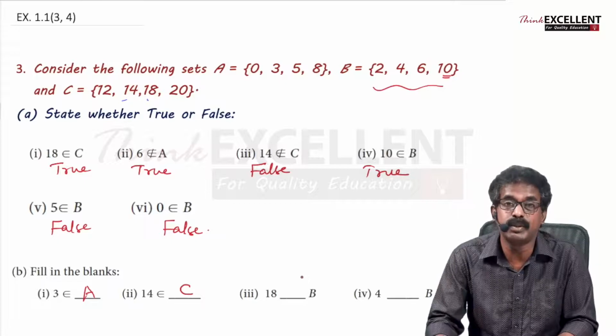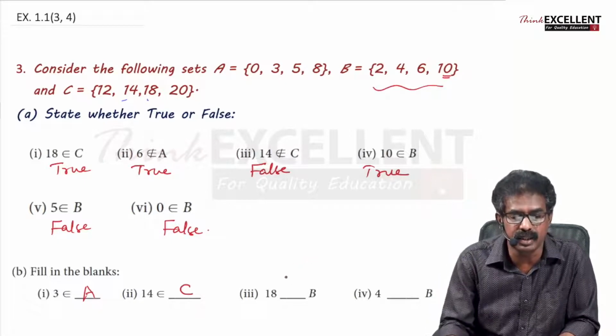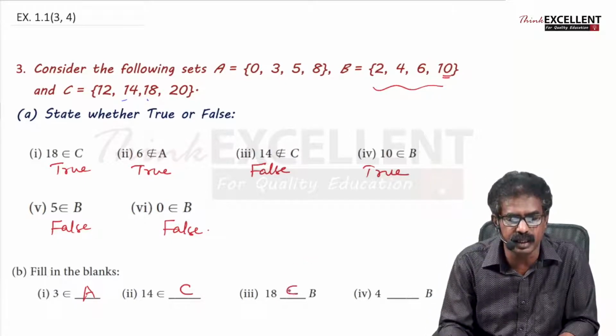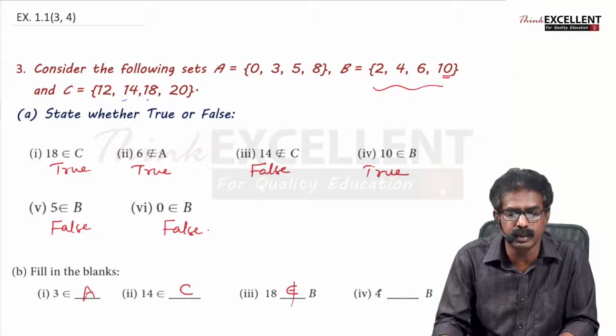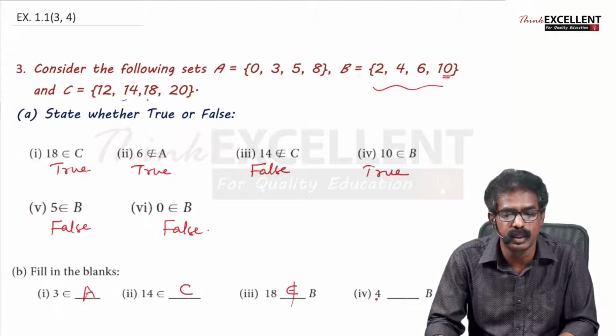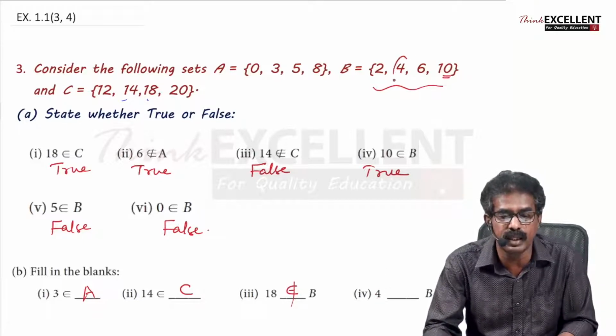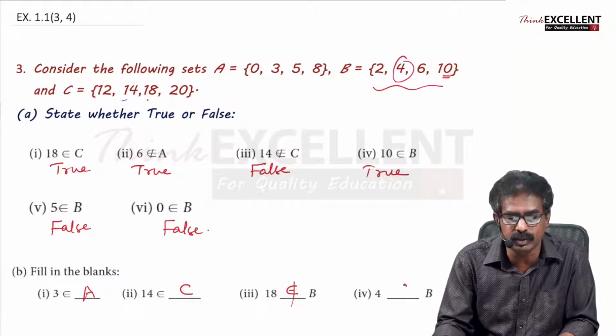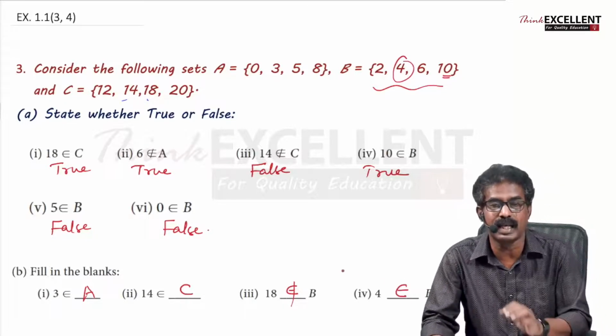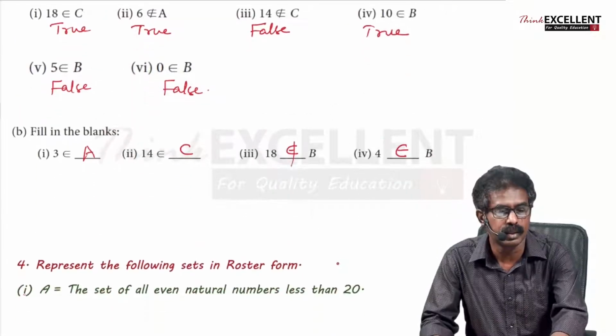So in B, you check whether 18 is there. 18 is not there. So you say 18 does not belong to B. Now see the next last one, 4 in B. Yes, 4 is there in B, right? 4 belongs to B. So it is for element, not an element.